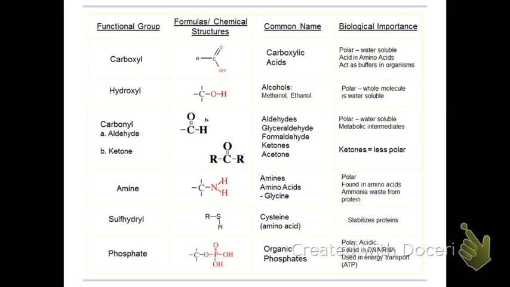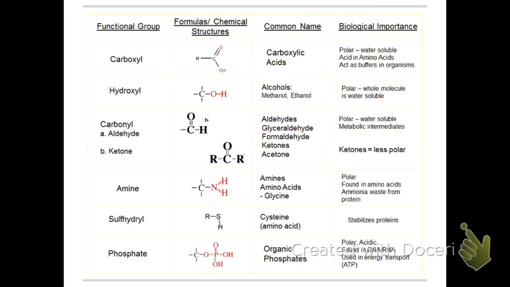Sulfhydryl, it contains sulfur. Phosphate, it contains phosphorus. The tough ones, if you really look at the wording, carboxyl looks a lot like hydroxyl. Hydroxyl is hydrogen, oxygen. Carboxyl got a carbon into the mix. And like I said, the real tough ones are carboxyl versus carbonyl.